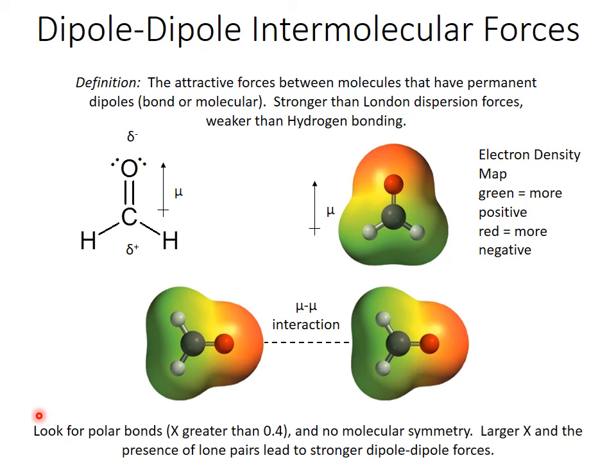So remember, you want to look for polar bonds and a lack of molecular symmetry, so you know you have a polar molecule. And then stronger dipole-dipole forces will result from larger chi, so that means a bigger charge separation, and also the presence of lone pairs. Lone pairs pack strong negative charge, so they're always going to lead to stronger dipole-dipole forces.